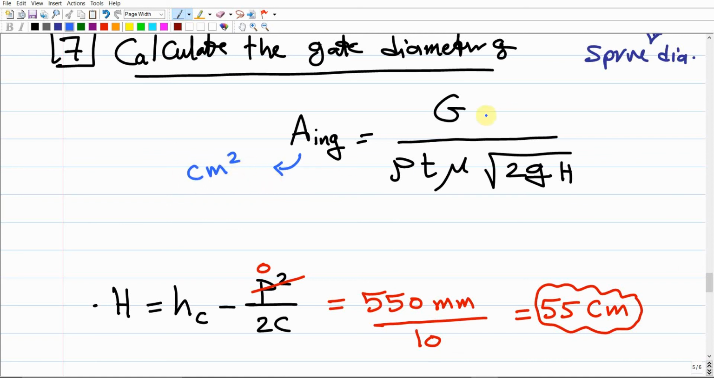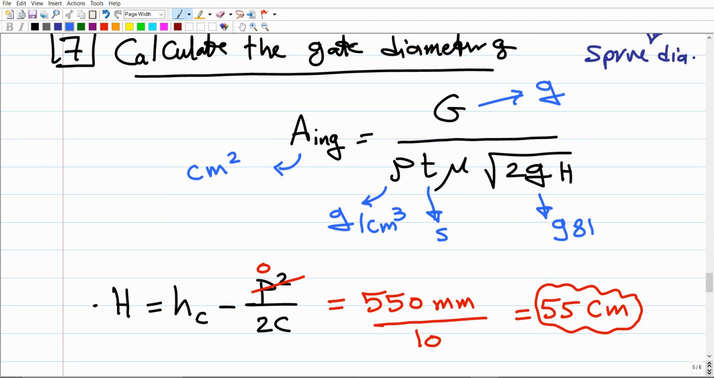To end up with centimeter square, we should substitute for the gross mass in grams, and the mass density should be gram over centimeter cube, and this should be seconds because it is the pouring time, and this mu is dimensionless. In addition to this should be 981. We knew that the gravitational acceleration is 9.81 in meter per second square, but we're gonna convert this one as well into centimeter per second square. So we're gonna have the multiplication here times 10, but under the square root it will be 100, because we're gonna multiply times 10 under the square root.